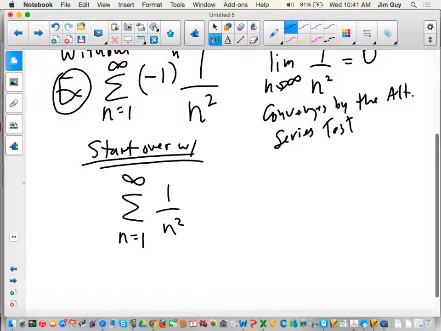And we test that one. So basically we take the absolute value, and that's what we're talking about, absolute convergence. We take the absolute value of what we were given, and we test that convergence. What test would you use here?